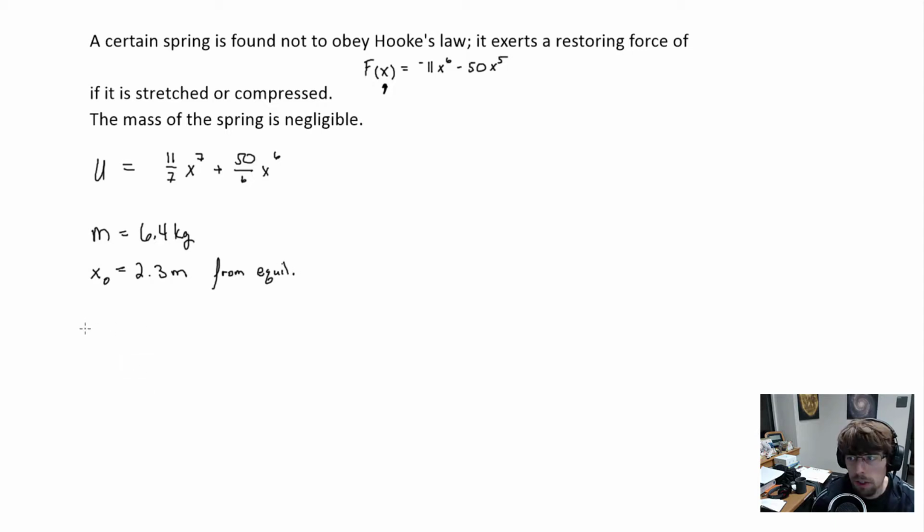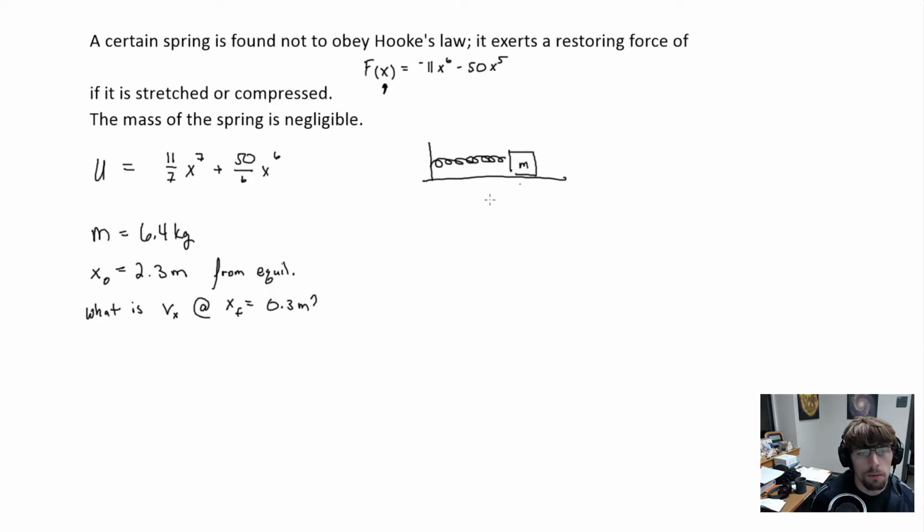Okay. And the question then becomes, what is the speed? We'll put v in the x direction at x final equals 0.3 meters, question mark. So in other words, you have this spring right here, and you have the mass attached to it, we'll call it m, and it's stretched a distance of 2.3 meters. This is the initial state, of course. The final state being where I have the spring and it's stretched 0.3 meters.